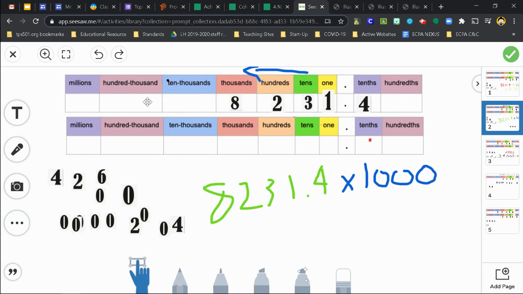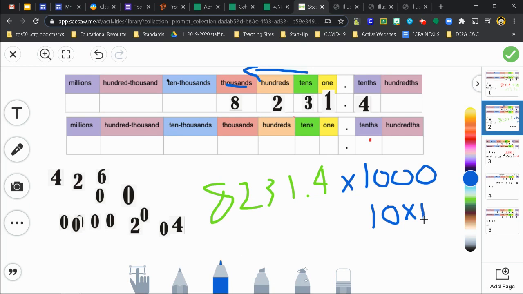Okay, so let's take a look at that. Multiplying it by 1,000. So let's look at 1,000. What is 1,000? 1,000 is right over here, so that means 1,000 is 10 hundredths. And we're remembering, well, 100 is 10 tens. These arrows connecting here. 10 tens.